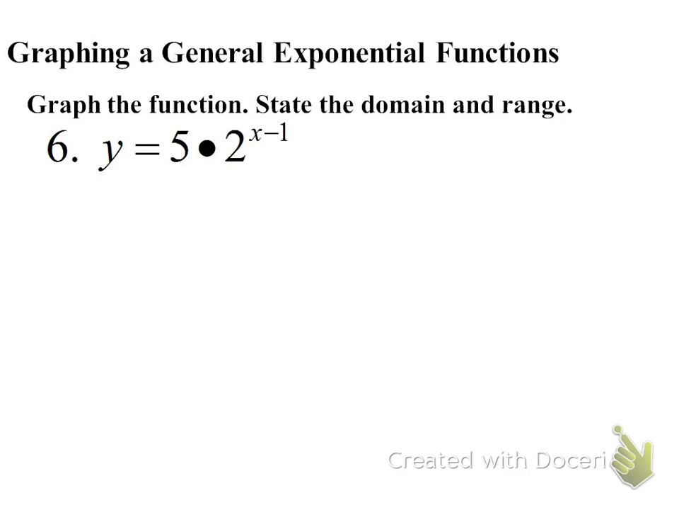So here's number 6. Again, if you can think back to any transformations that will help us get a starting point, that would be great. I see that I'm multiplying by 5 in the front, so that's going to multiply all my y values by 5 if I can find a graph similar to this one. I am subtracting 1 with my x, so that's going to move it right 1. So if I can keep those things in mind, that would be helpful.